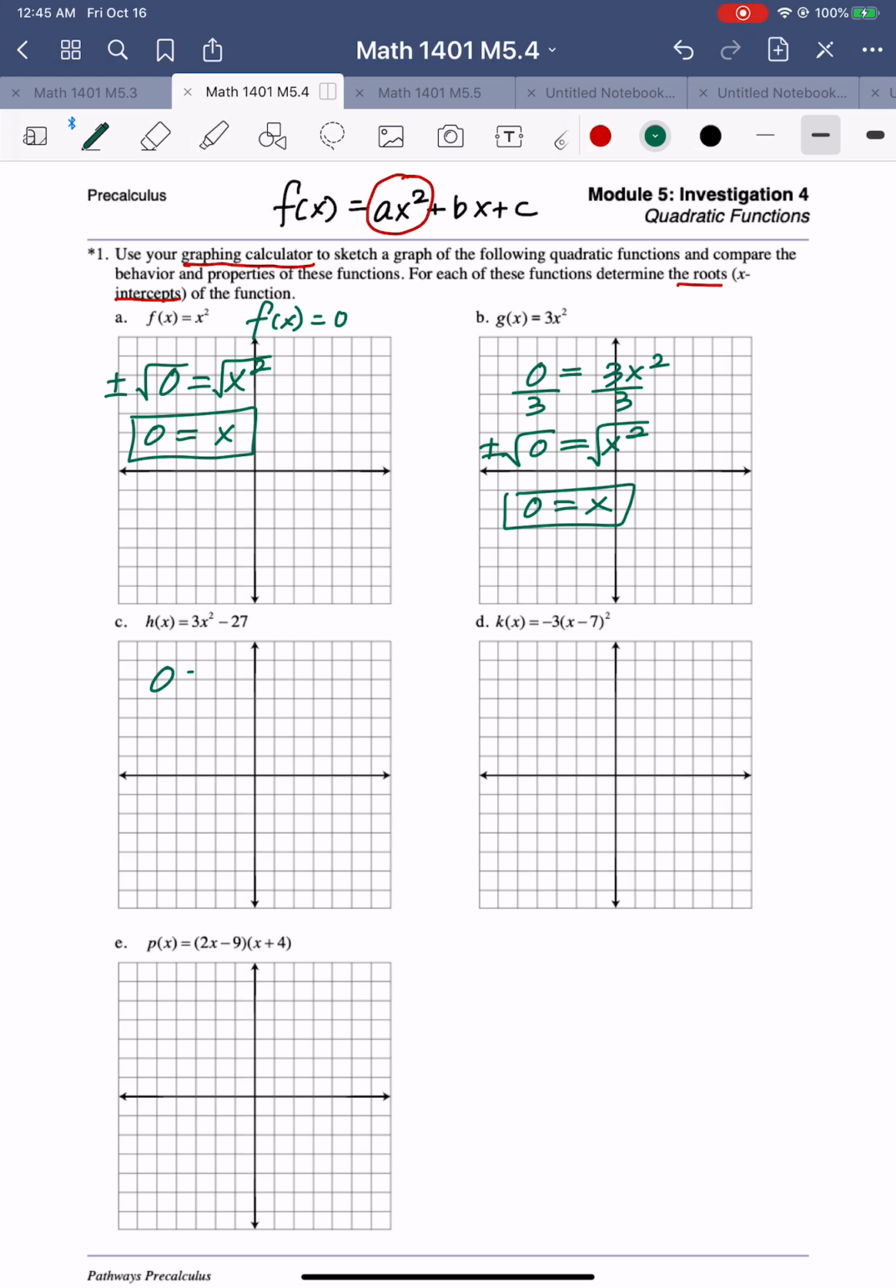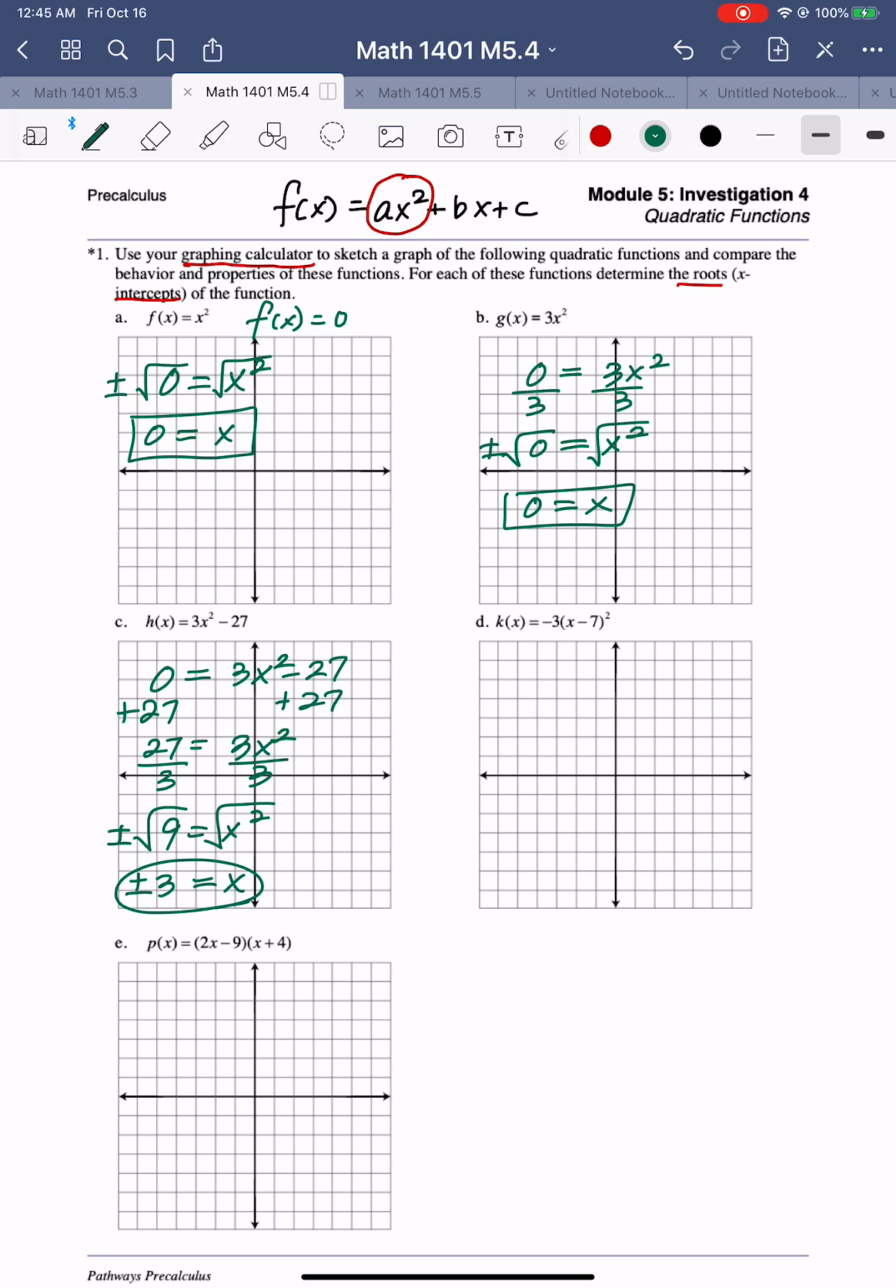Set h of x equal to 0. And then add 27 both sides. 27 equal to 3x squared. And divide by 3 both sides. You got 9 equal to x squared. And square root both sides. But 9 has a plus minus 3. So you got two solutions for this one.